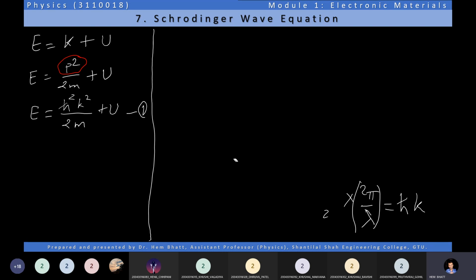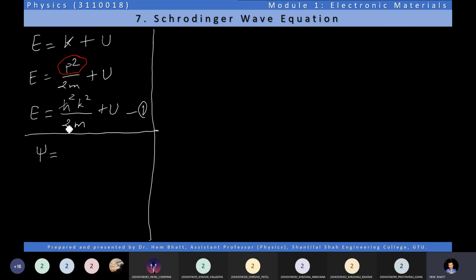But now employ de Broglie's hypothesis. હવે જો હું de Broglieની hypothesis apply કરું તો શું થાય? According to that, the electron must have a corresponding wave. Electron પાસે તો તરંગ સ્વરૂપ છે. તરંગ સ્વરૂપ છે તો એ હું કેવી રીતે દર્શાવું? So I assume that the wave of the electron should be able to be expressed with this equation: kx minus omega t.